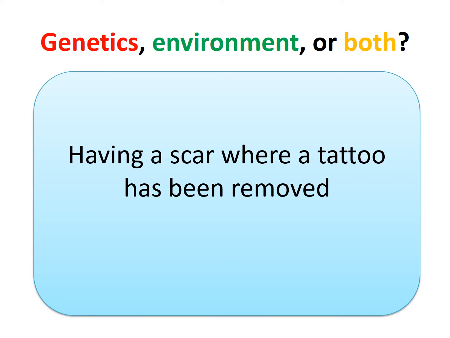So let's have a look at these. In the blue boxes, there is a piece of variation, and you've got to decide whether they are genetic, environmental, or both. Having a scar where a tattoo has been removed: genetic, environmental, or both? It's environmental because scars are achieved throughout your lifetime. You're not born with scars. I have lots of scars, but my daughter wasn't born with scars. You gain those over your lifetime. They're environmental.